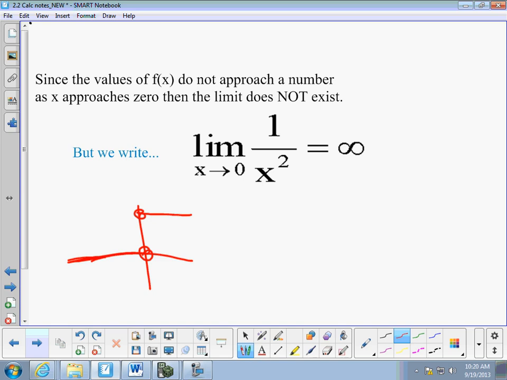This one, because it approaches positive infinity on both sides, this is a two-sided limit, right? There's no plus or minus there. It's a two-sided limit. So because I'm approaching infinity on both sides, I say the limit doesn't exist, and the way that I show that it doesn't exist is by putting infinity. It approaches infinity.